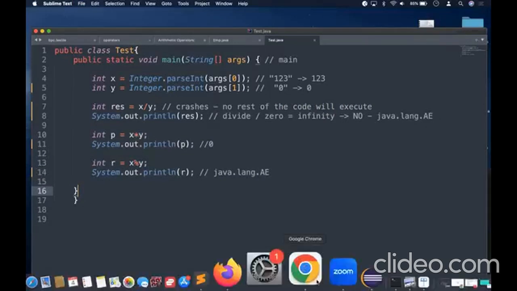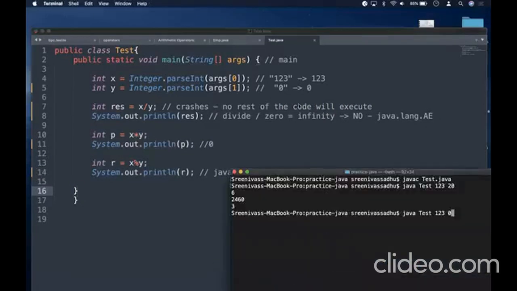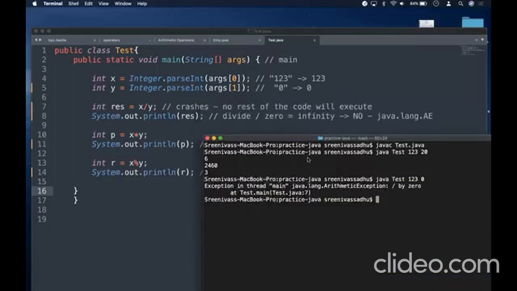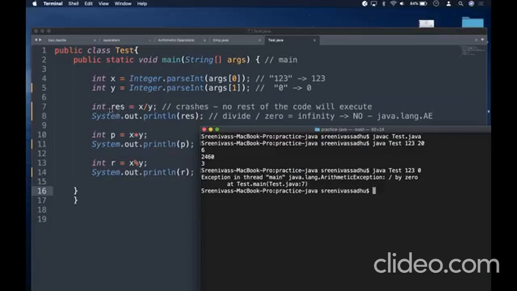Let's see. I'm just saying java test 123 0. Now observe the output. Yeah, nothing is getting printed. Here at line number 7 itself, see test.main and line number 7, you can see exception in thread main java.lang.ArithmeticException: divide by 0. You are dividing by 0, but because that gives you infinity and you don't have a representation for integer infinity, your system crashes.